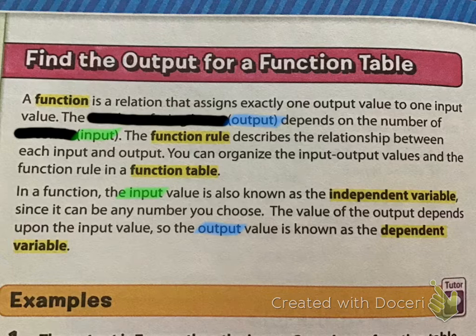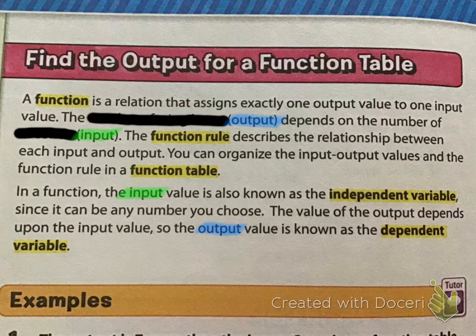So I want you guys to write this in your notebooks. I've crossed off the parts that you don't have to write. The reason that it's so much is because there's a lot of vocabulary words. I suggest that you write it out in bullet points, one per vocabulary word, okay? So a function is a relation that assigns exactly one output value to one input value. The output depends on the number of input. The function rule describes the relationship between each input and output. You can organize the input-output values and the function rule in the function table.